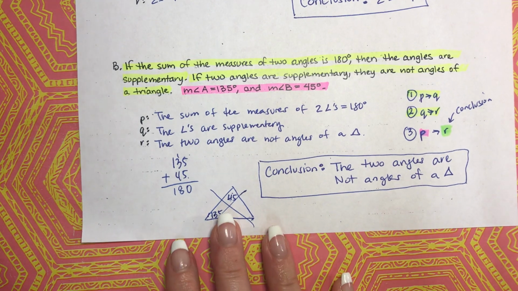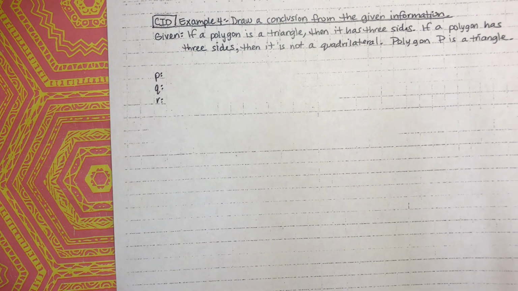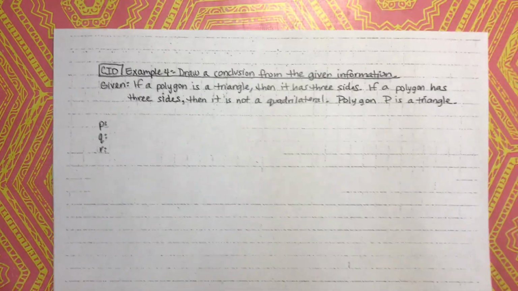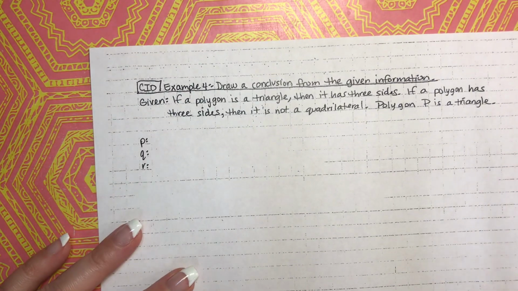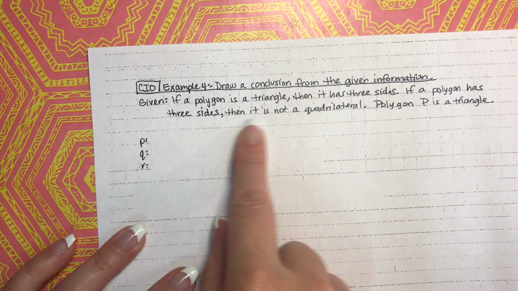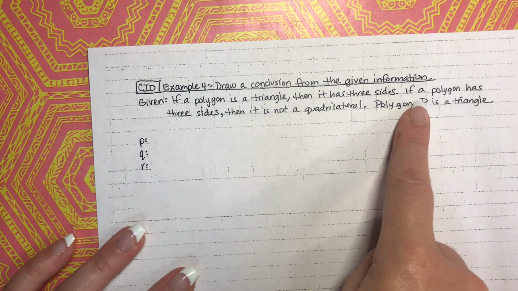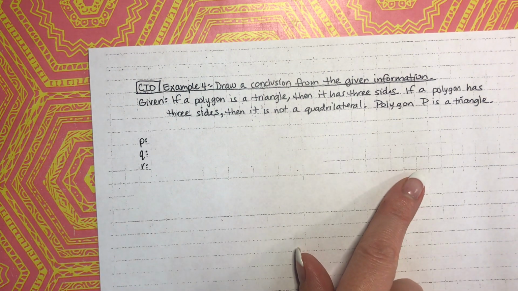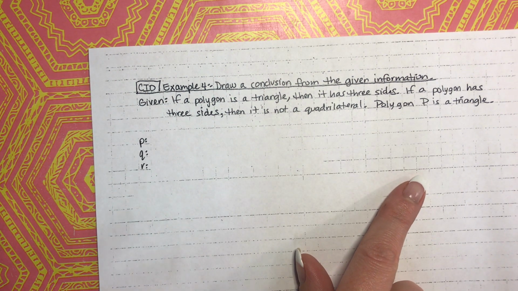Let's go ahead and look at example 4. It says, if a polygon is a triangle, then it has three sides. If a polygon has three sides, then it is a quadrilateral. Polygon P is a triangle. So we need to draw a conclusion from the given information.